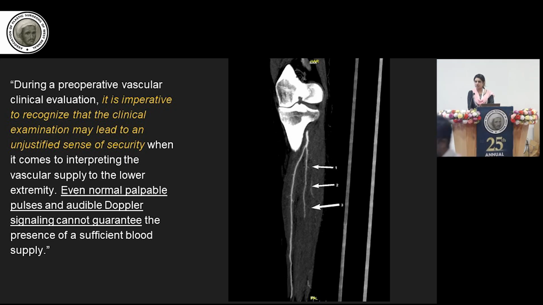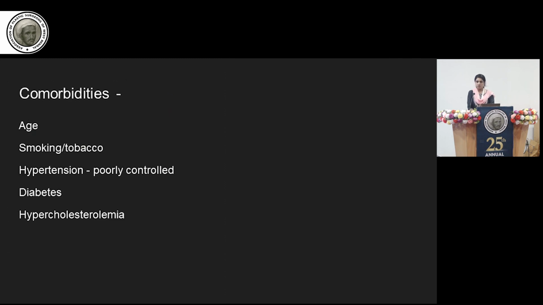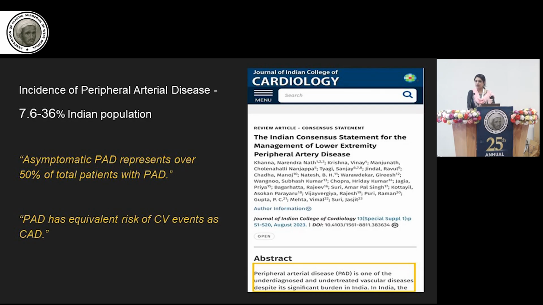During a preoperative vascular clinical evaluation, it is imperative to recognize that the clinical examination may lead to an unjustified sense of security. Even normal palpable pulses and audible Doppler signals cannot guarantee the presence of a sufficient blood supply in the lower limb. The patient cohort that we get more or less have these common comorbid conditions, as a result of which we as microvascular surgeons tend to have blinkers on. We don't think that a 65-year-old, 68-year-old hypertensive, dyslipidemic guy is at a high risk for peripheral arterial disease as well.